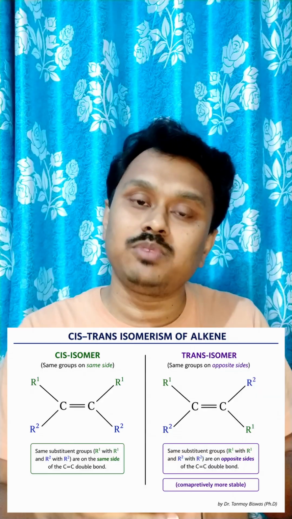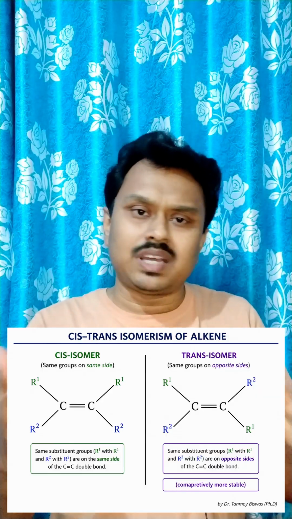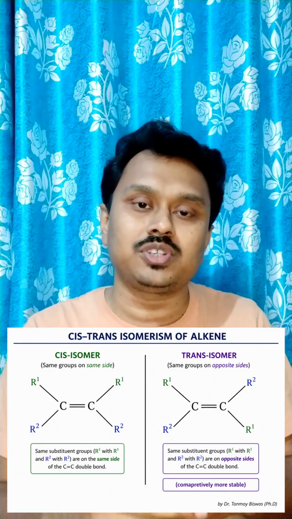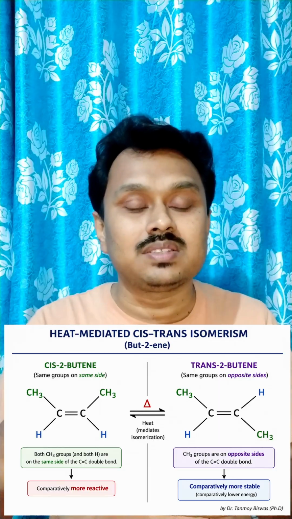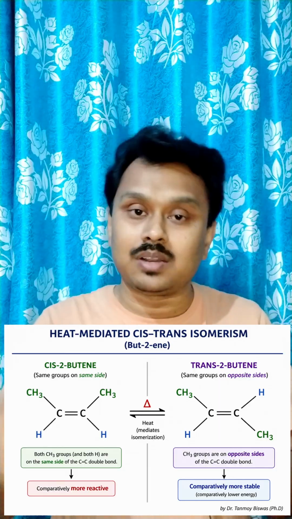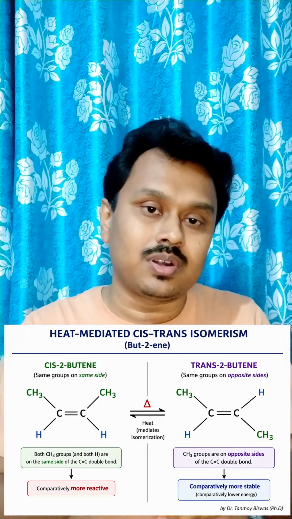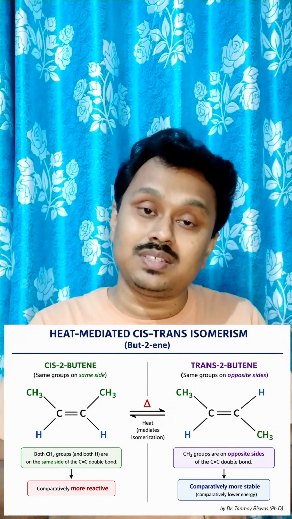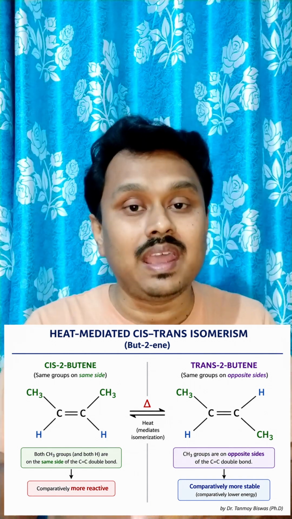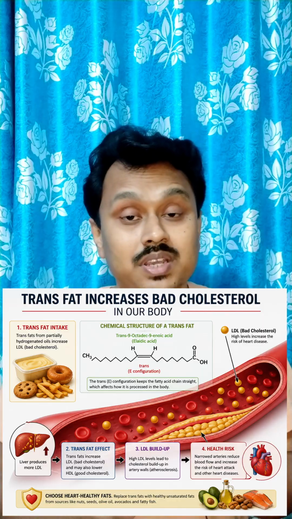Cis double bonds are chemically more reactive, so that's good for us. But when you heat it at higher temperature, cis alkene or cis double bond is converted to trans double bond. This cis-trans isomerism is possible thermally. Trans double bond or trans alkene or trans side chain is chemically less reactive, so they can increase the bad cholesterol in our body. So from that perspective, they are dangerous.